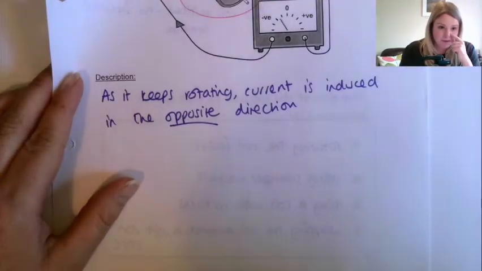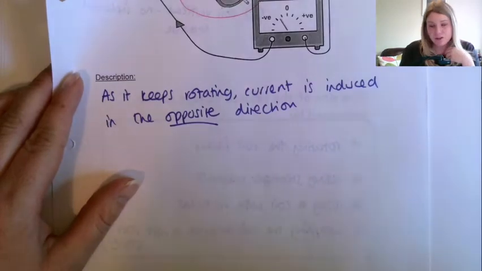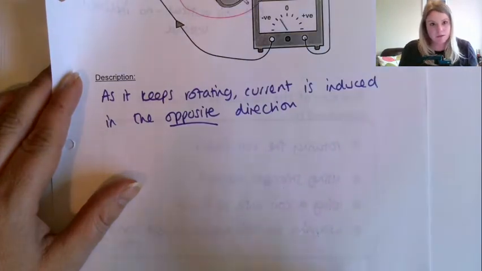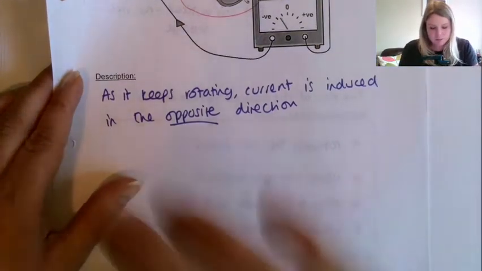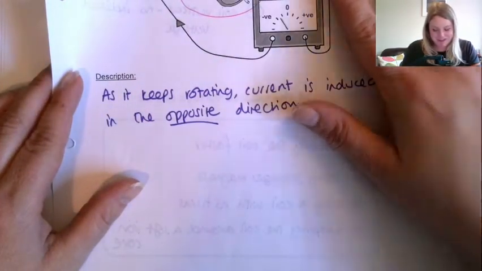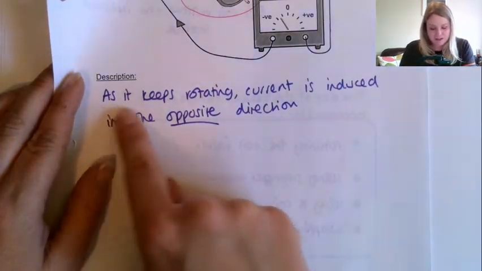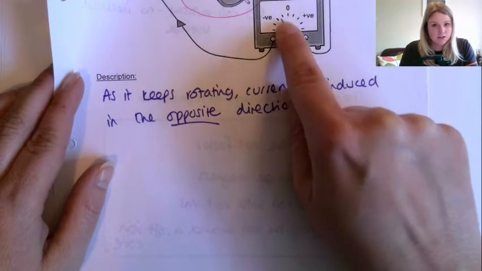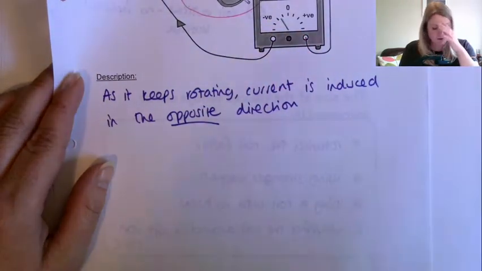Right, this bit here I think I'm going to find the hardest to get across to you. Okay, so on page 233 now, we're at step 4. Before I show you what I've written up here, can you just write this in for me? So as it keeps rotating, current is induced in the opposite direction, and you'll see there that now our current is going the other way.